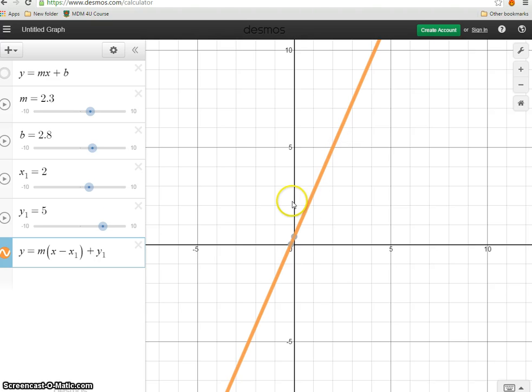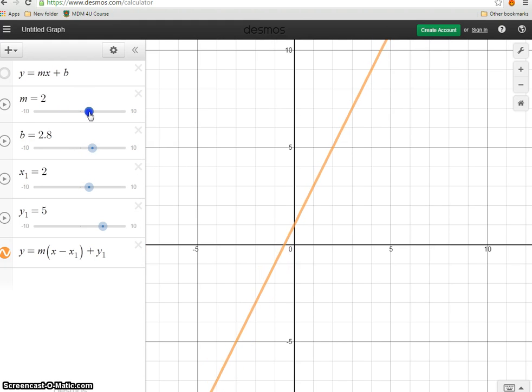And this could be the case for any point that's on that line. So I don't have to necessarily use 2 and 5. I can use any point that's on there. So I have this point here at (2, 5). If I find another nice point on here, let's say right here, (-1, -1), well, I could create another equation with negative 1 and negative 1 put in for x1 and y1, and it should give you the exact same line.